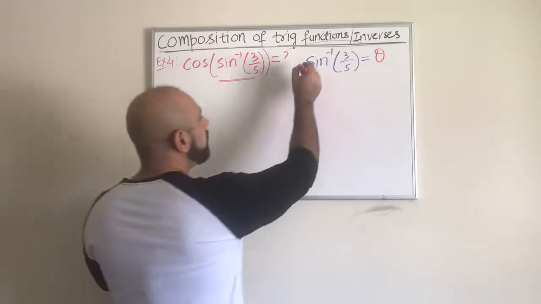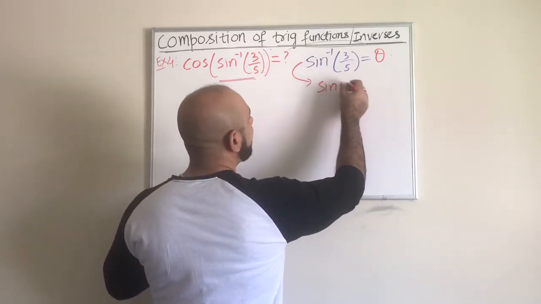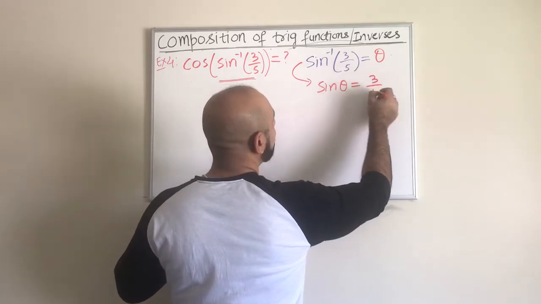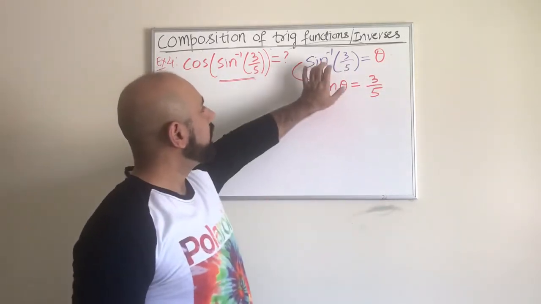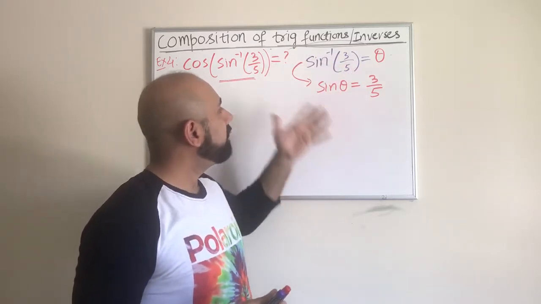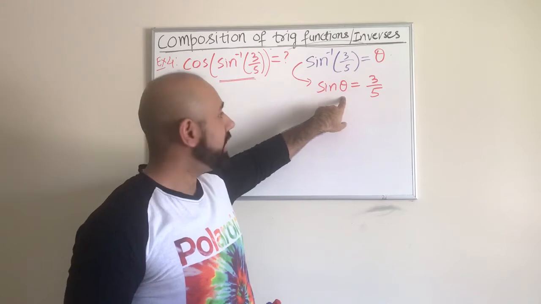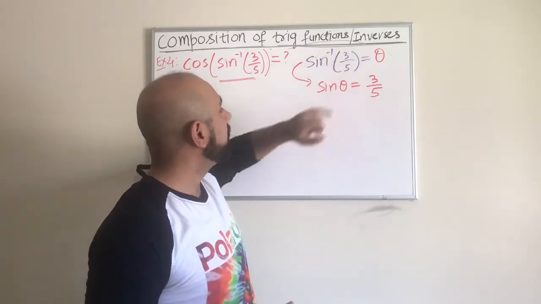Now this we know is equivalent to saying sine of theta is 3/5, right? This inverse equation is equivalent to saying sine of theta is 3/5, and our goal is to solve for that theta. So solving for theta is our first goal in this case, right?